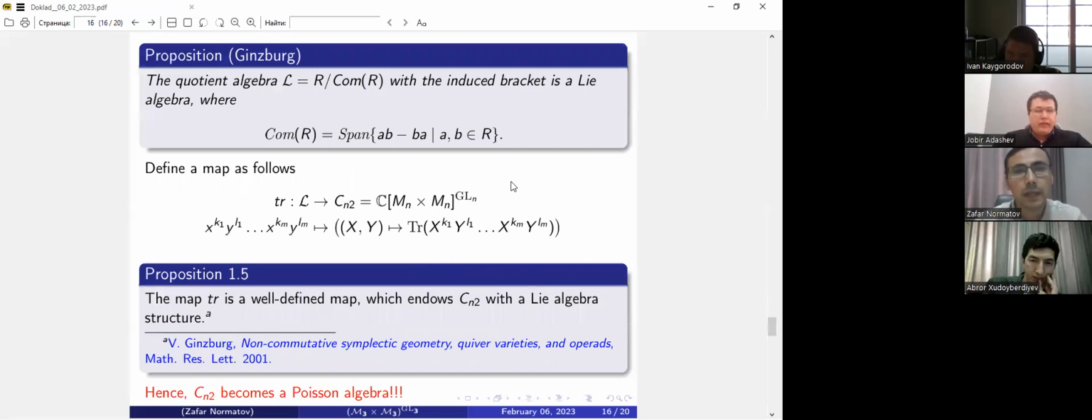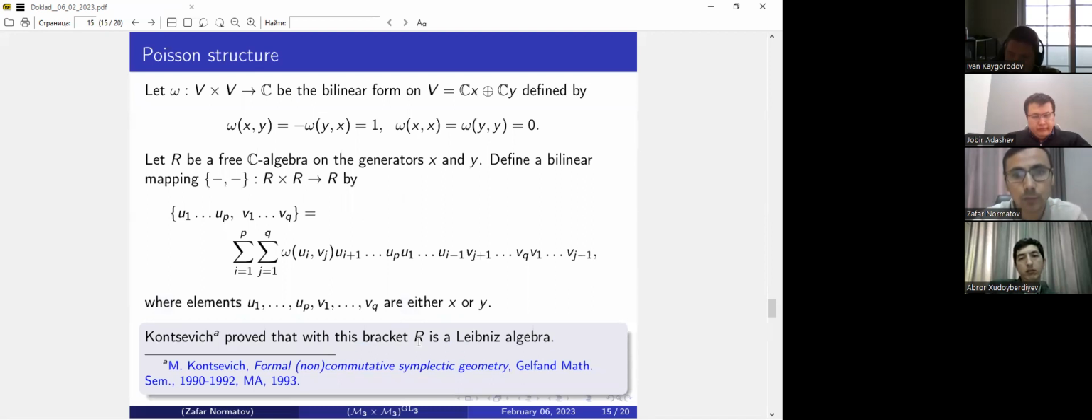Without taking this quotient, it's difficult to prove that this bracket satisfies the Leibniz identity.